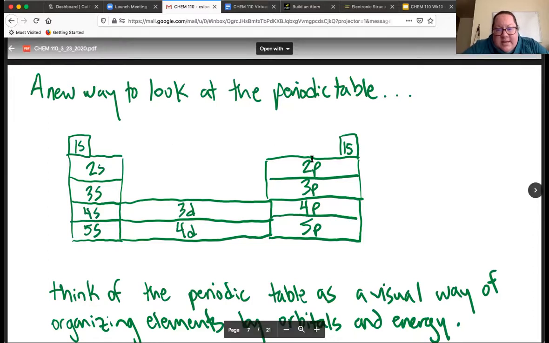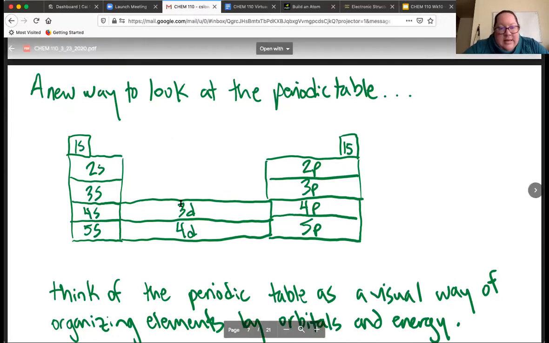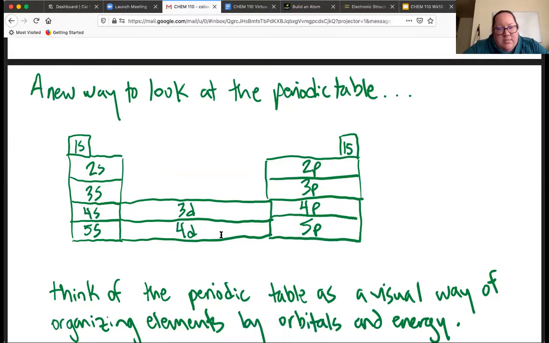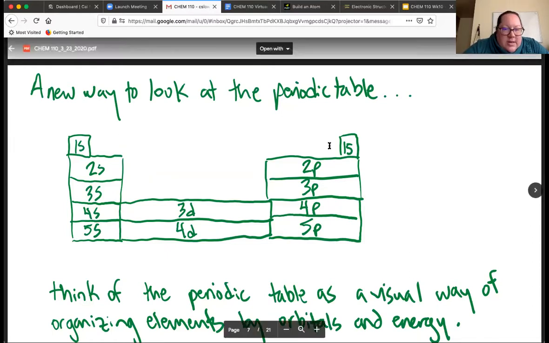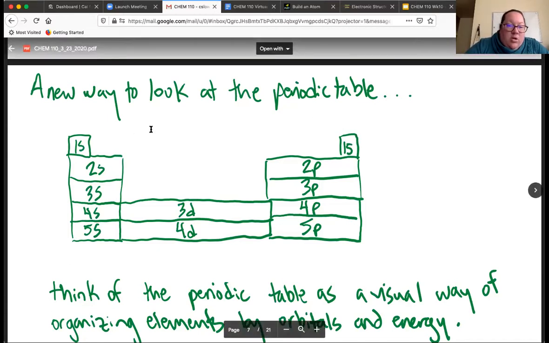You'll also notice that the p orbitals are on the right-hand side of the periodic table. That's super helpful because these are our nonmetals. And then 3d and 4d are what we think of as our transition metals. I want you to notice that most of our periodic tables put helium over here on the right-hand side because it's considered a noble gas, but it's also a 1s orbital. So if you wanted to, you could move it over to this side.